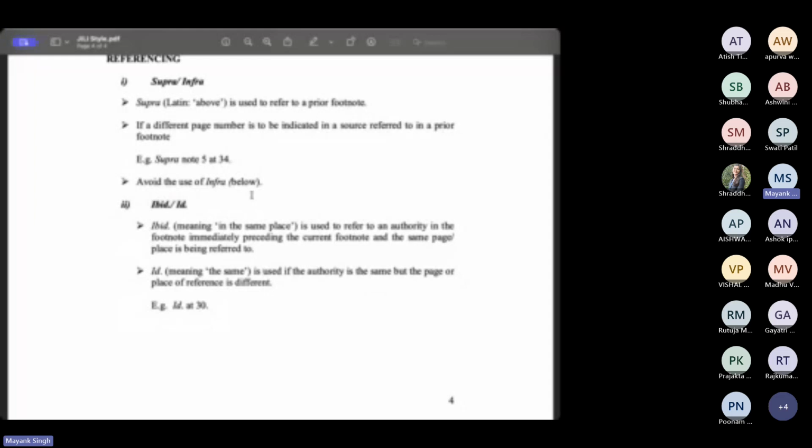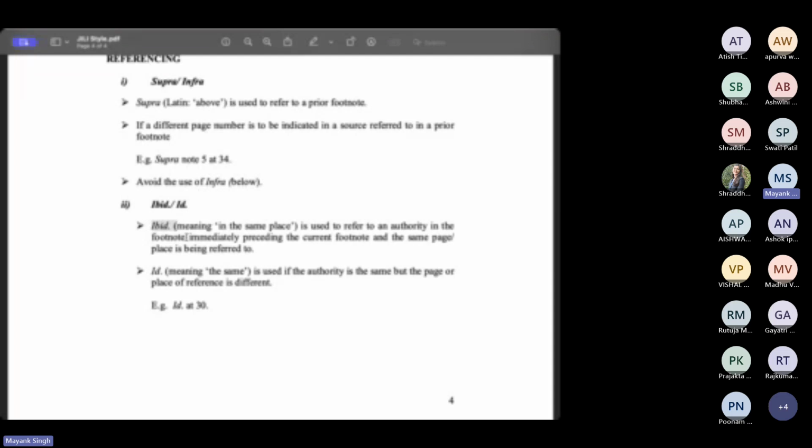Ibid and Id. Ibid means immediately before. Like you have written something in footnote number 6, and in footnote number 7 you have to refer to footnote number 6. You will write ibid. And if it is on a different page, then you will write id. Id means the same authority, but the page number is different. So if you want to change the page number, you will write id at 30. If you don't want to change the page number, you will write ibid.